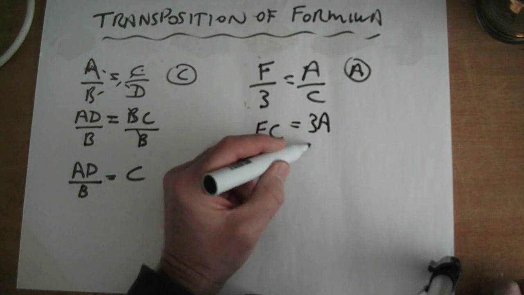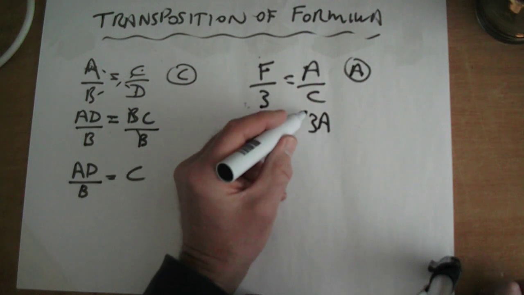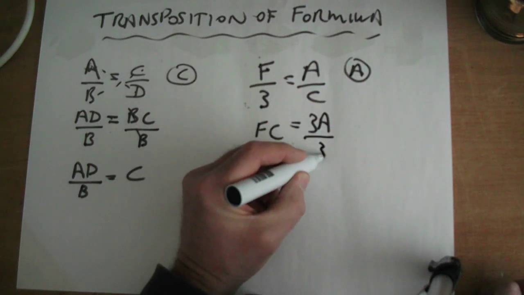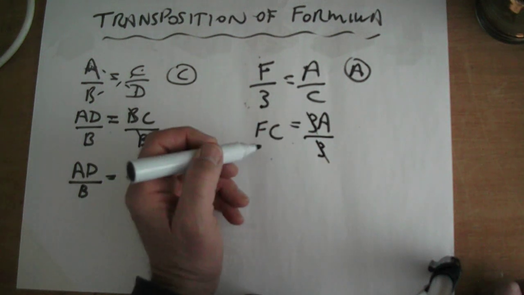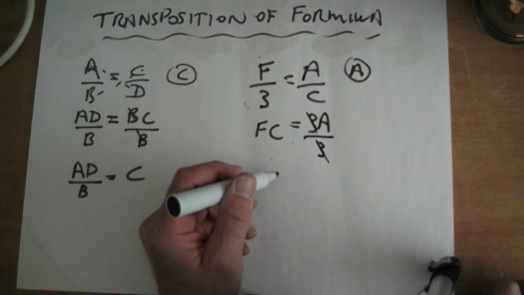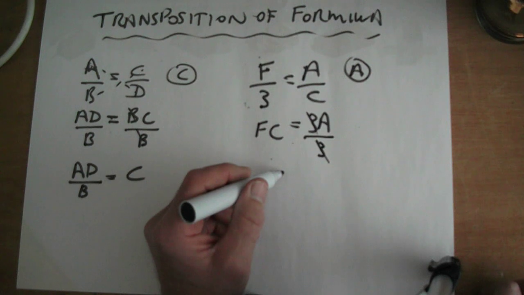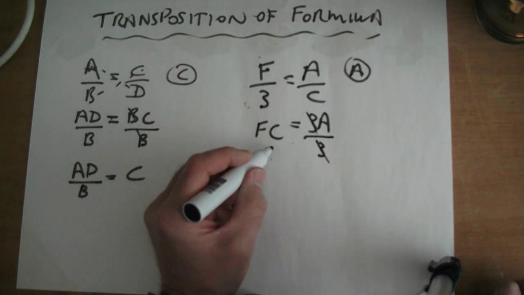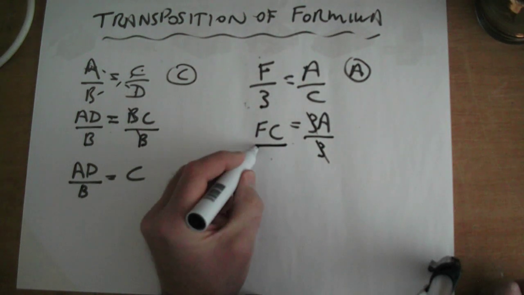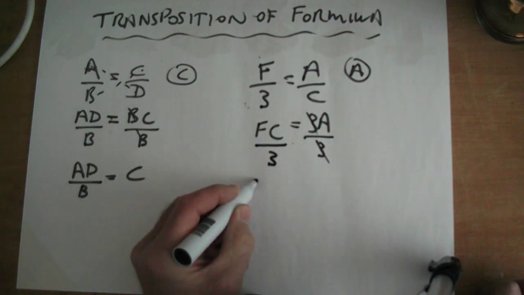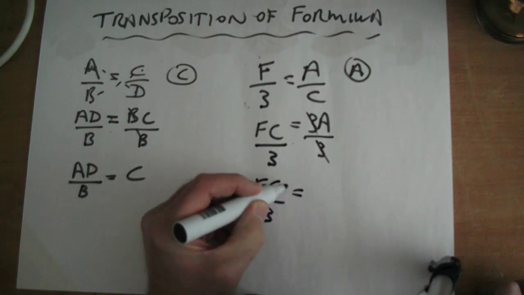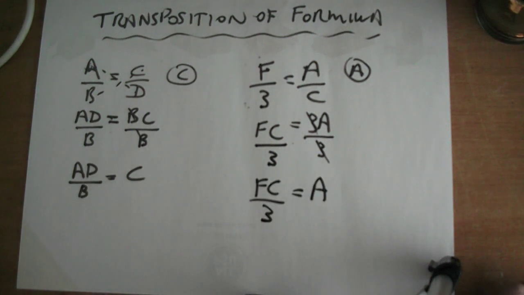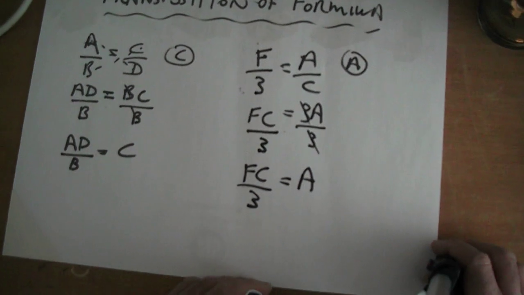A is here on its own, so I need to get rid of this 3, so I have to divide this side by 3. They cancel out, and remember, whatever you've done on one side of the equation you have to do to the other side. So now FC has to be divided by 3, and our final answer is FC divided by 3 equals A. Okay.